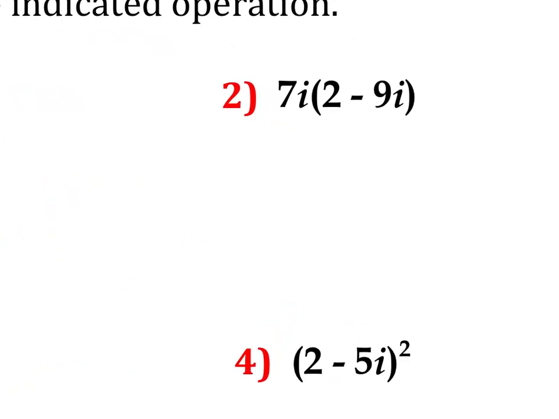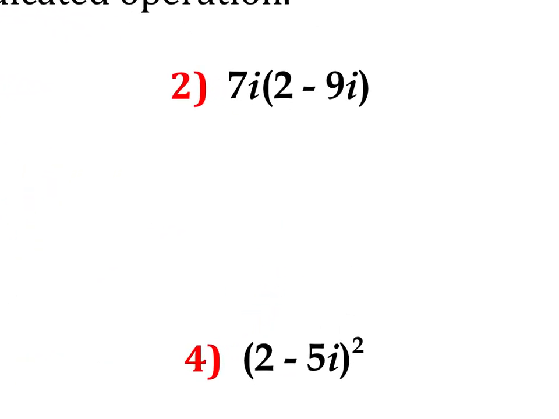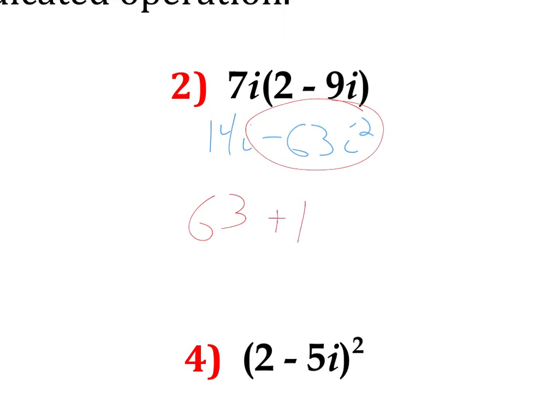All right, number 2, very similar. We'll distribute: 14i minus 63i squared. This 63i squared can be simplified because, again, i squared is just negative 1. If I ever see i squared, I'm going back to real numbers. That becomes a positive 63 then. And then I still have the 14i chilling.